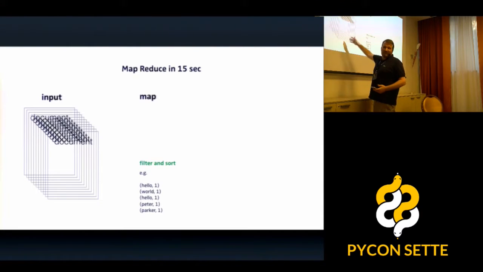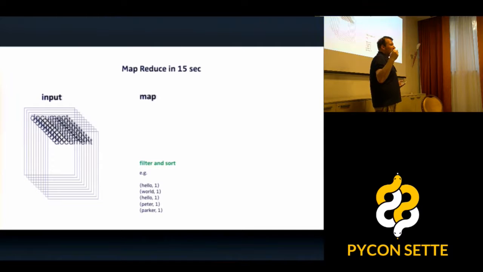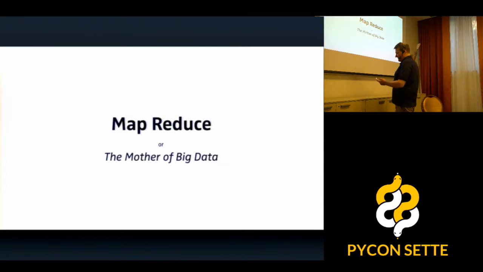As input, we have many documents. Could be anything, web pages, whatever. We just get the data in, and there's a map phase. The map phase is basically a filter and sorting. We take the contents from our document, and in this very simple example, we emit tuples with the words we find in our document. For example, hello world is hello 1, world 1. There's another hello, so another tuple.